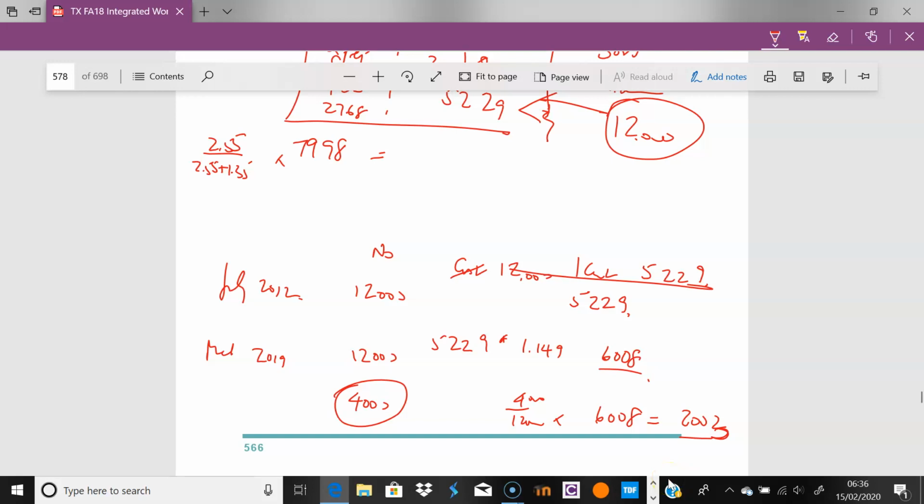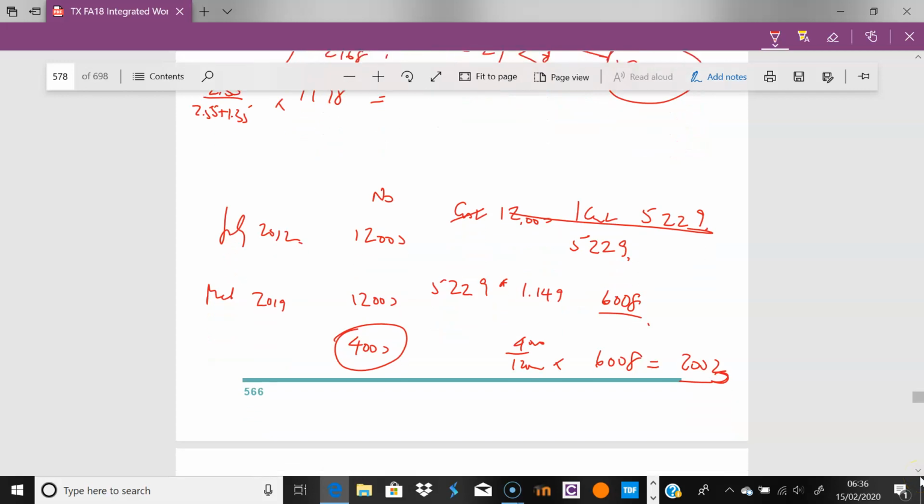Yes, and so I'll literally just go back and now I've sold these 4,000 shares for, here we are, 14,400, and deduct the 2003, and that gives you 12,397. Right.